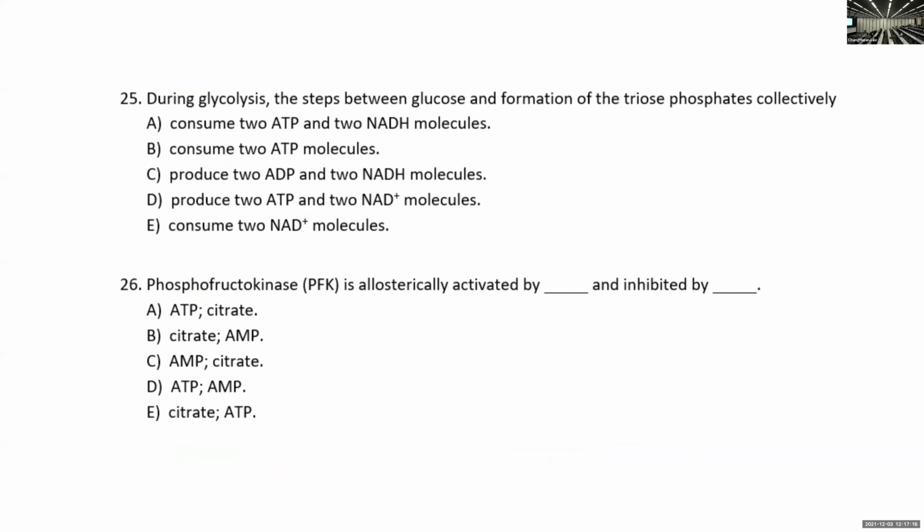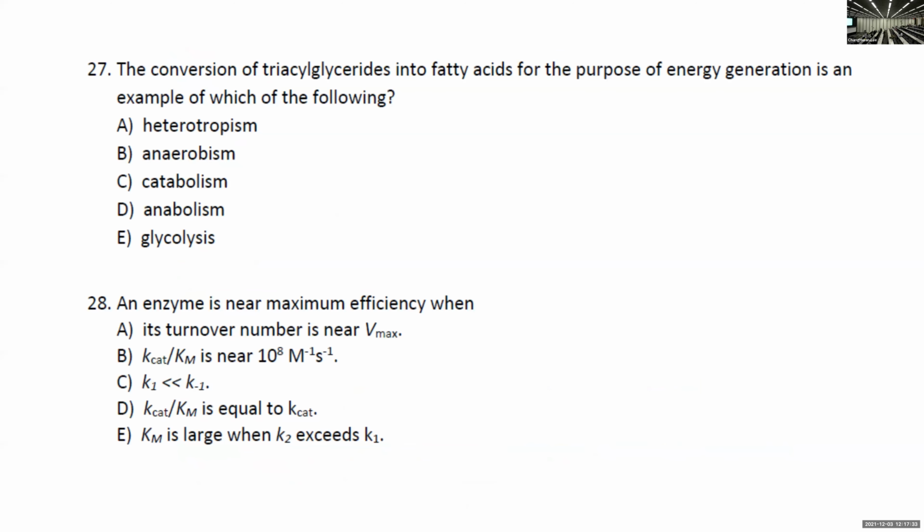All right, so again, we talked about this, number 25, and number 26, it's a similar thing, right? As we've already answered. Again, as long as you can tell allosteric and what the activators and inhibitors are. Number 27, it's C. Number 28, it's B. Does that make sense to everyone?